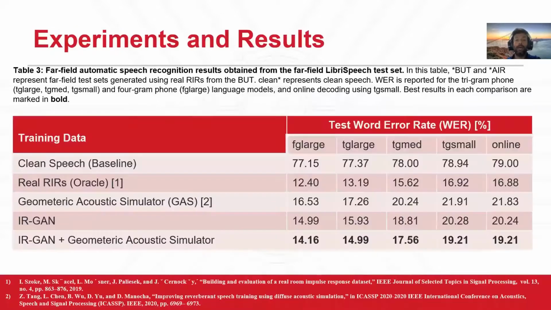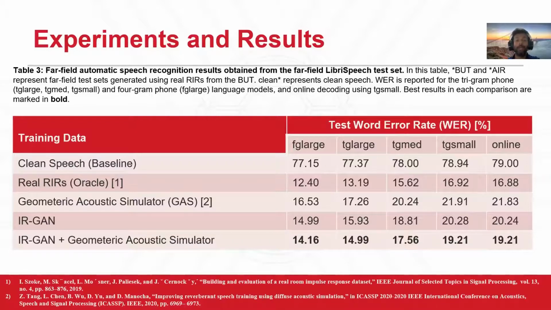We evaluate our IR-GAN on the Kaldi LibriSpeech far-field ASR recipe. We augment the far-field speech training set by convolving clean speech from the LibriSpeech dataset with different sets of room impulse responses and adding environmental noise from the BUT reverb dataset. We train a time-delayed neural network on the augmented dataset and test the model on a real-world far-field speech test set.